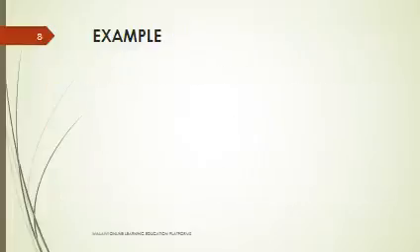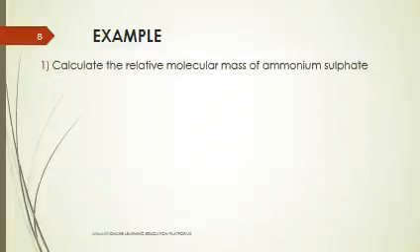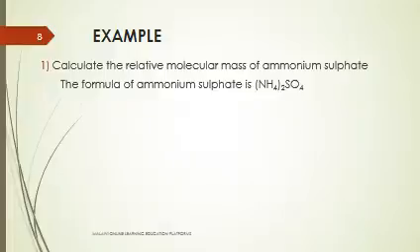Now let us do this example together. Question number 1 says calculate the relative molecular mass of ammonium sulfate. The first step, we need to write the correct chemical formula for ammonium sulfate. The chemical formula for ammonium sulfate is that one. Now we need to identify relative atomic masses. Nitrogen is 14, hydrogen is 1, sulfur is 32, oxygen is 16.